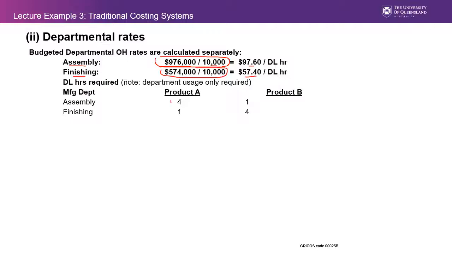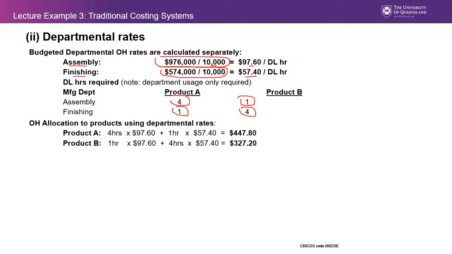Now we know for product A, they use 4 hours of assembly and 1 hour of finishing, and product B is the reverse. They use 1 hour of assembly and 4 hours of finishing. So we allocate 4 hours of assembly at 97.60 and 1 hour of finishing at 57.40. So product A has 447.80 allocated, and product B, it's the reverse. They have 1 hour of assembly at 97.60 and 4 hours of finishing at 57.40. So they have a lower total allocation.